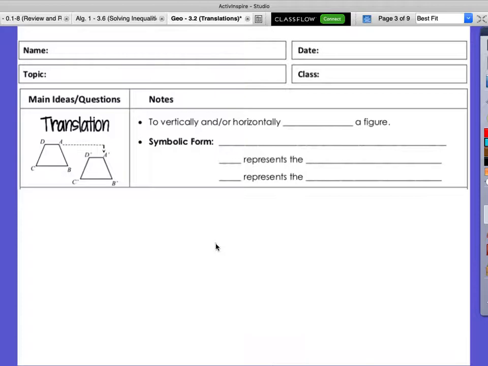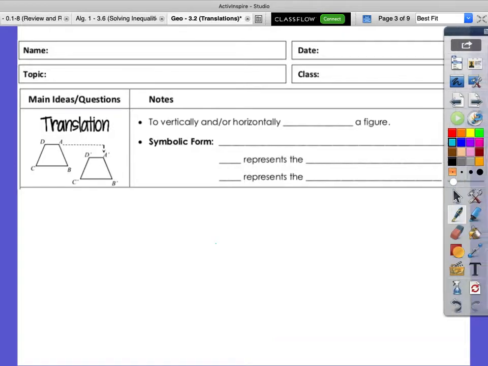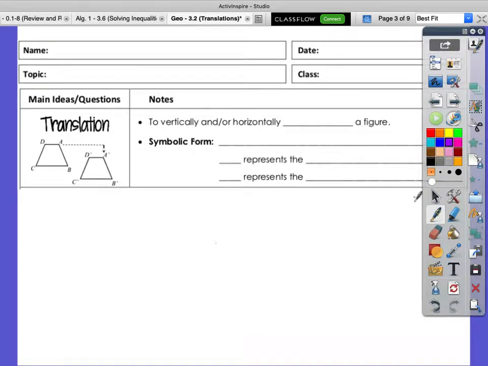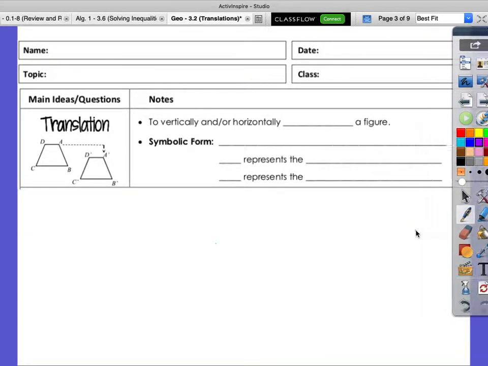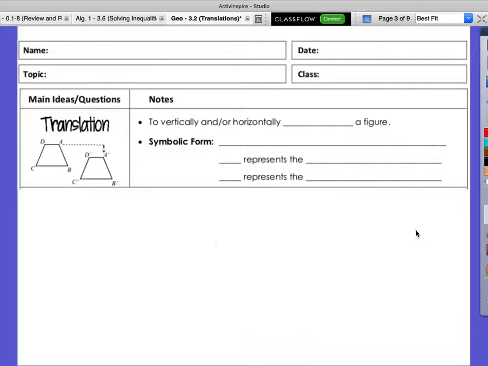Okay. SWVA, students will be able to make translations on a graph. We're going to learn what translations are, then we'll be able to make them on a graph, okay? Translation is another type of transformation. We learned reflection two days ago, last class. Now we're going to learn translation, okay?